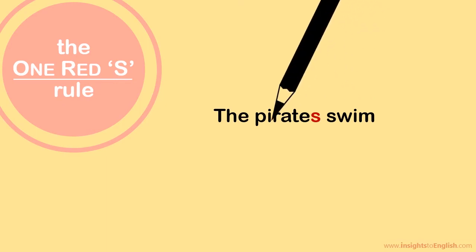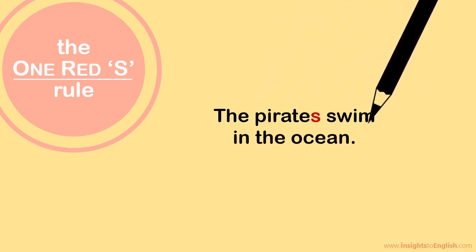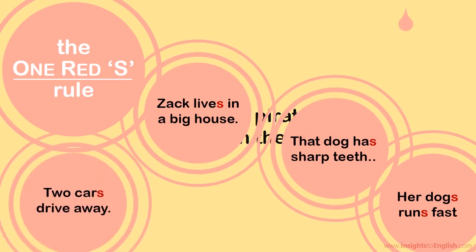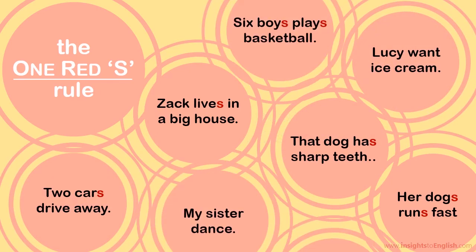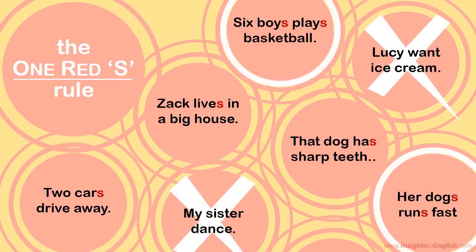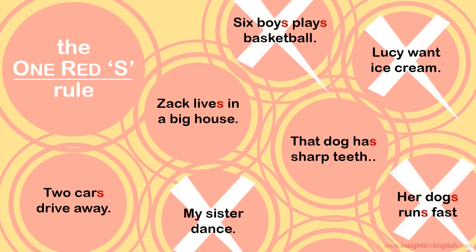If there wasn't an s at the end of pirates, we would need to add one to swim. The colors also help us find mistakes after sentences are written. It's easy to see if a sentence has no red s. Those ones are wrong. Or if it has too many red s's. Those are wrong too. The correct sentences are the ones with only one red s.